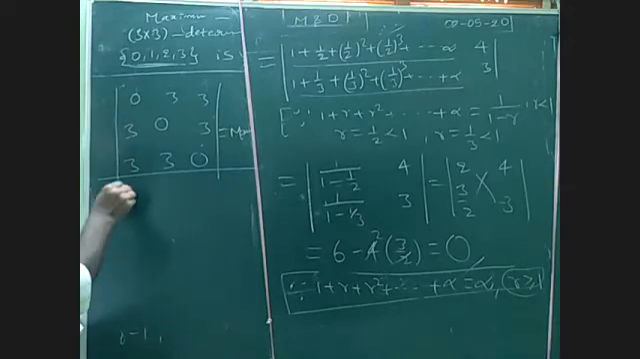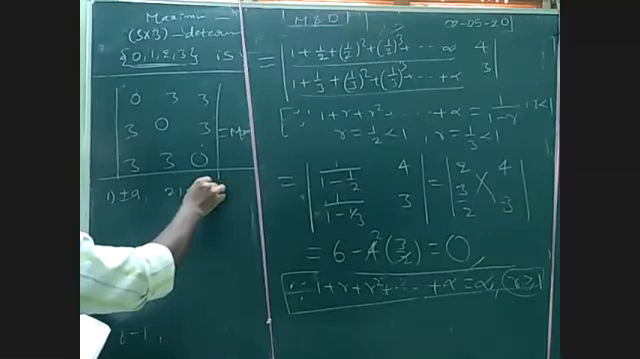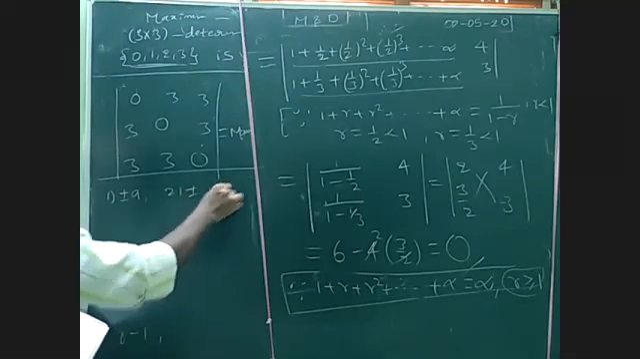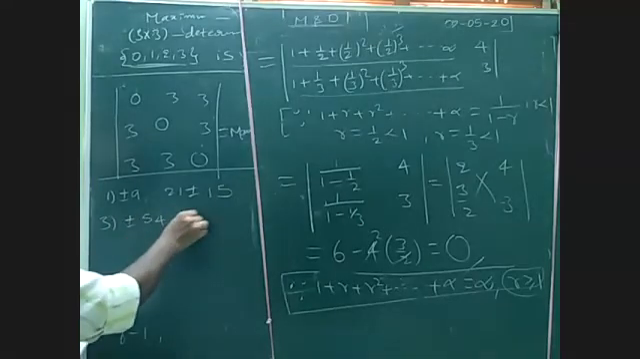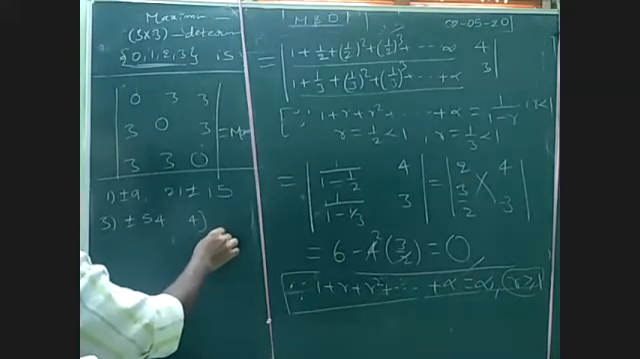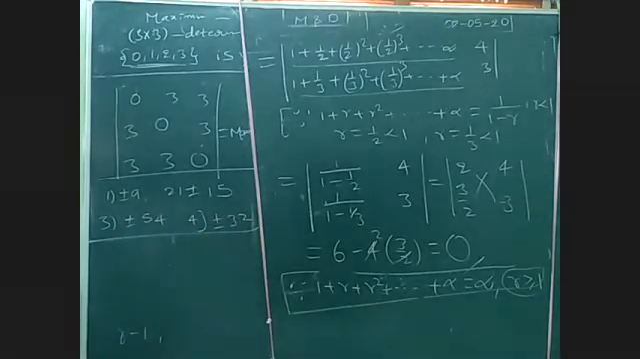Here the first option is plus or minus 9. The second option is plus or minus 15. The third option is plus or minus 54. The fourth option is plus or minus 32. Can anyone say which one of the options is right? Yes. Expand this 3 by 3 determinant.